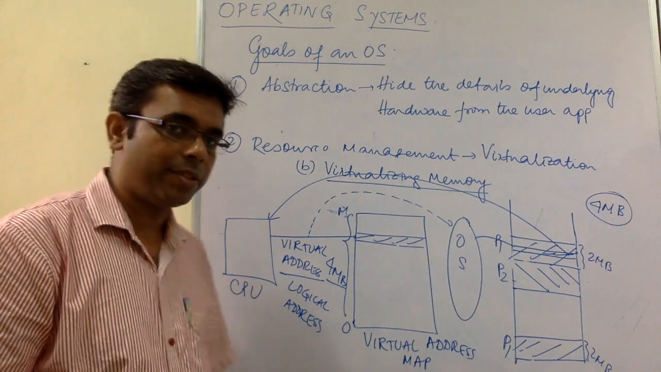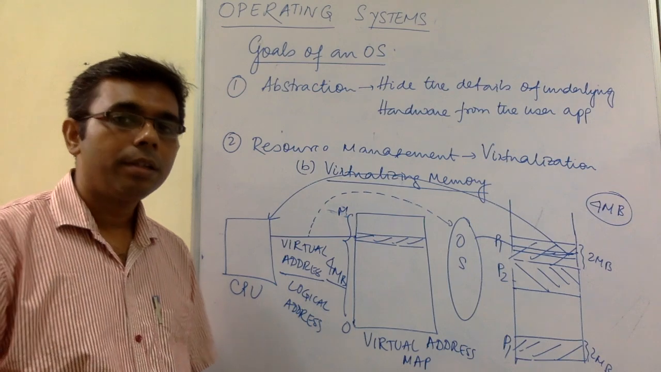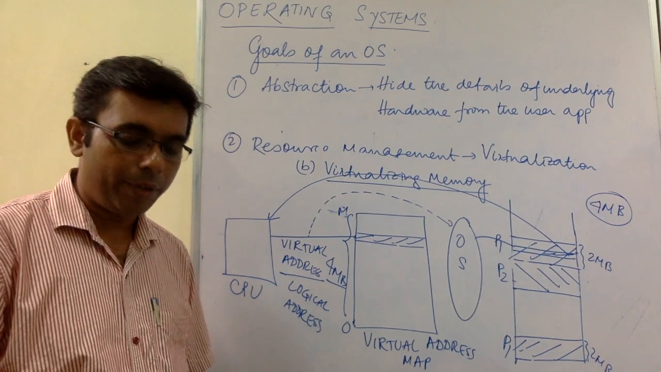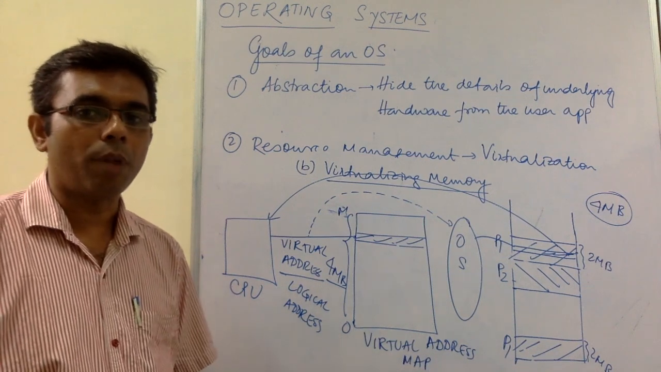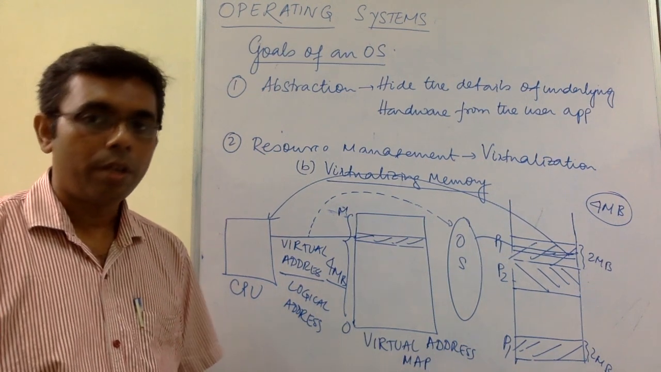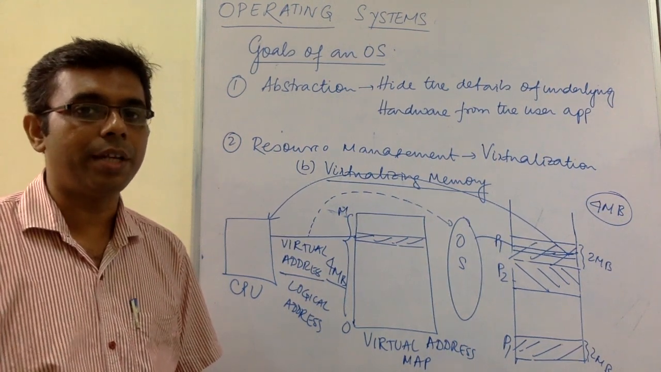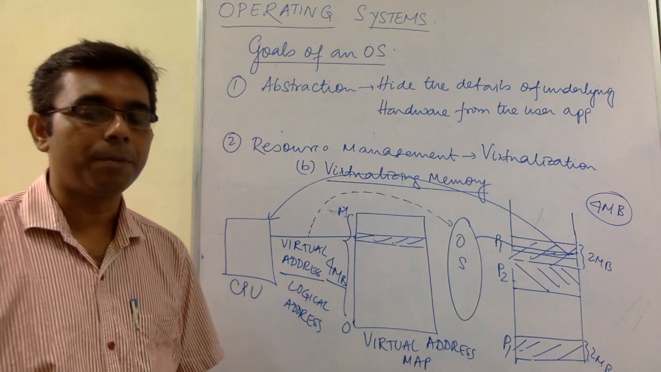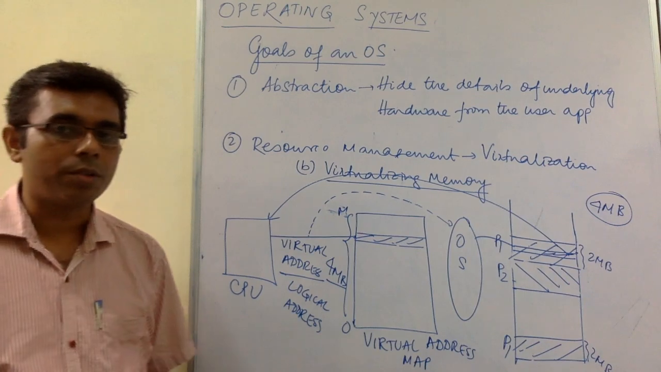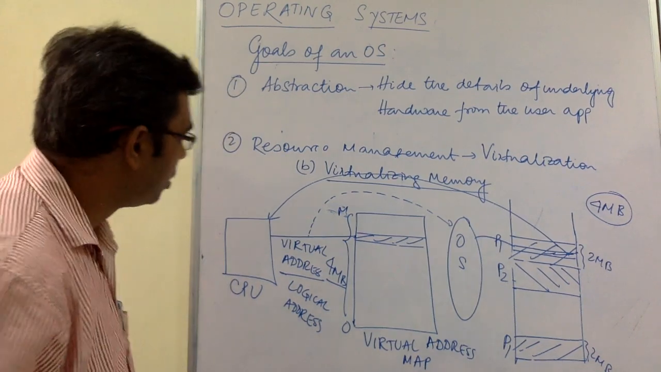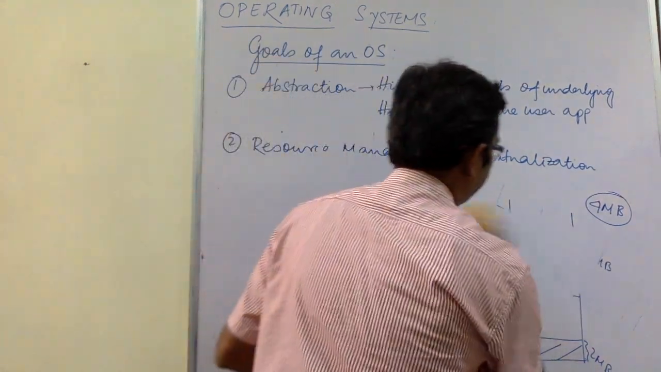So that is the basic idea of virtualizing. It feels to the CPU that the entire memory has been allocated to that particular program. However, it's not; only a certain part of the program is residing in the physical memory. So this is the concept of a virtual address or virtual memory. So this is the second goal that we discussed about the OS.